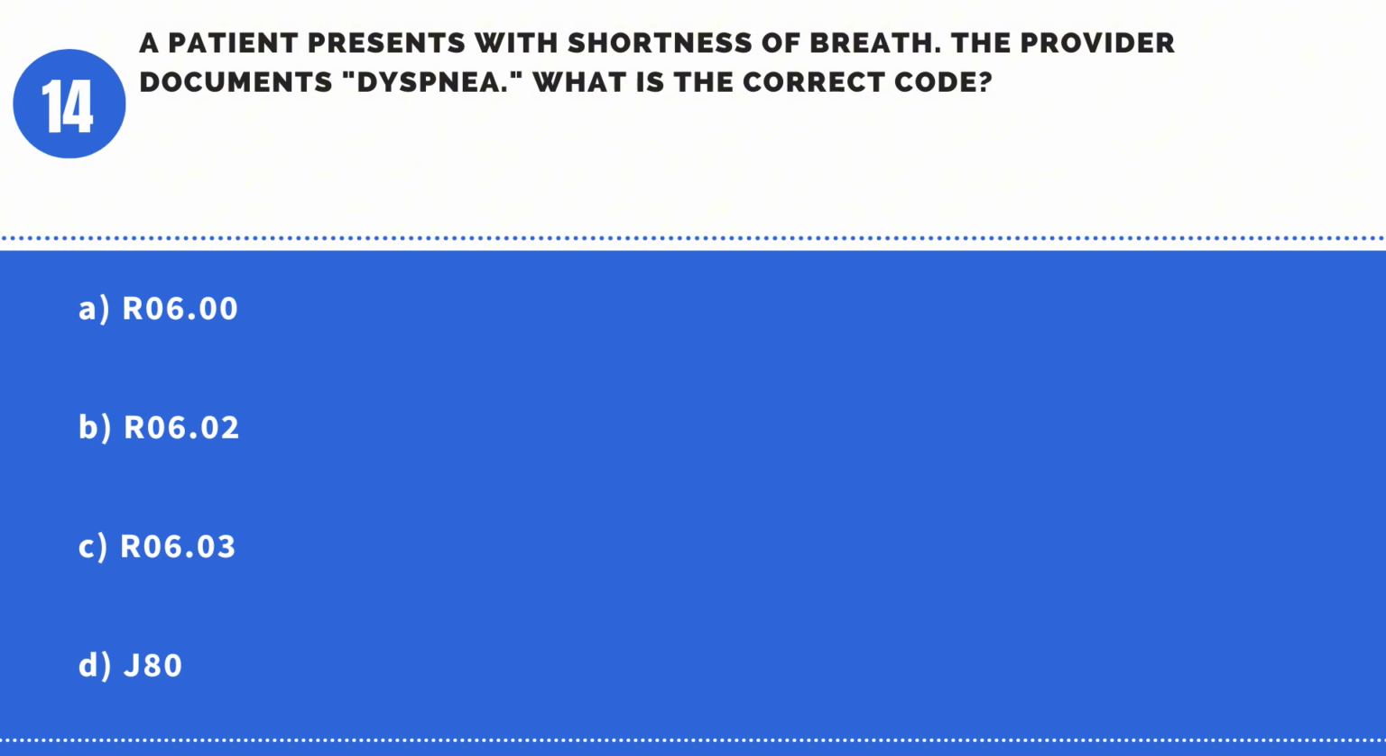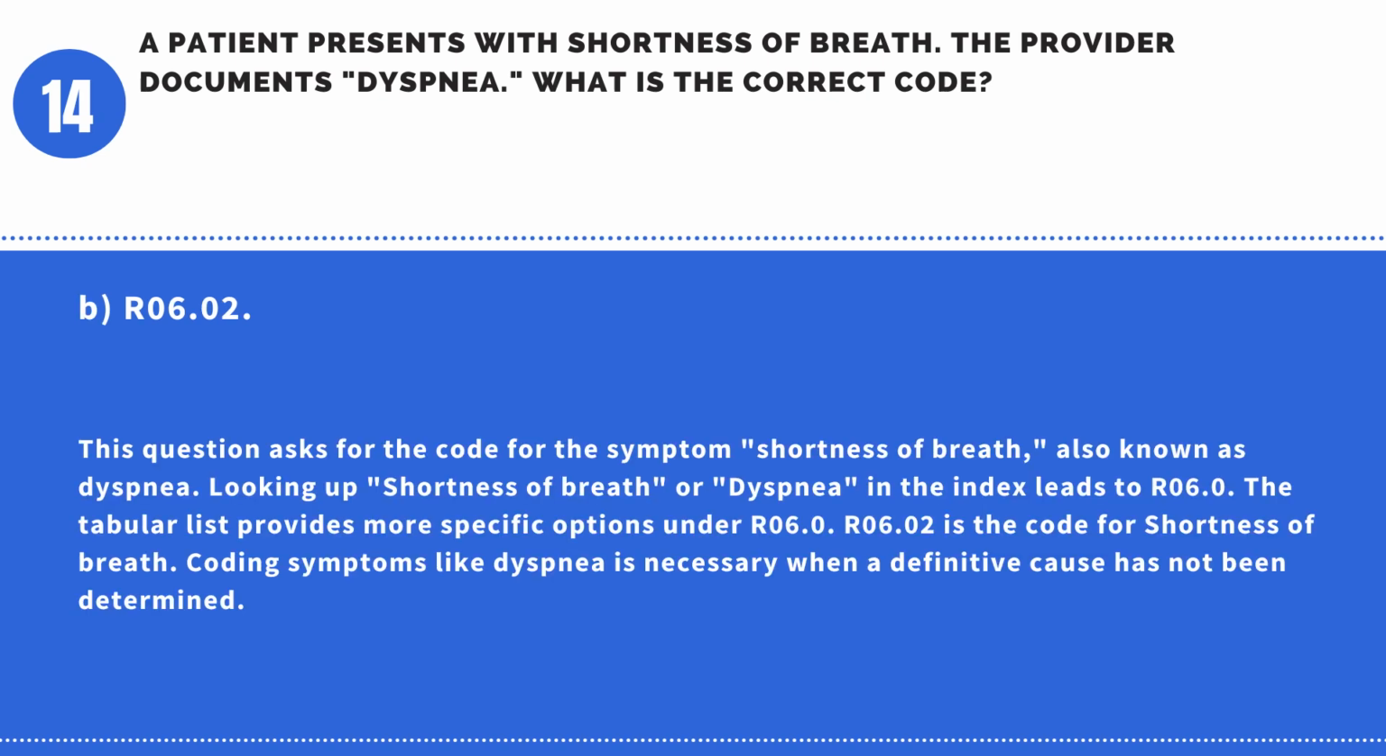A. R06.00. B. R06.02. C. R06.03. D. J80. Answer, B. R06.02. This question asks for the code for the symptom shortness of breath, also known as dyspnea.